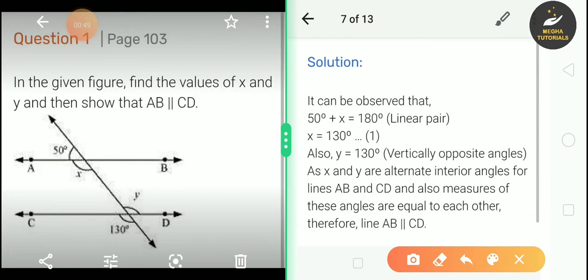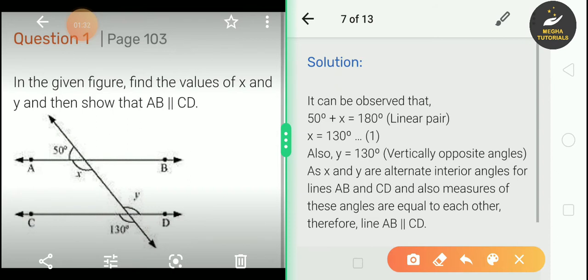From the figure we can say that 50 degree plus x is equal to 180 degree because of linear pair. Therefore x is 180 degree minus 50 degree, that is x is equal to 130 degree, equation 1. Then angle y and angle 130 degree are vertically opposite angles. Therefore we can say that angle y is equal to 130 degree.